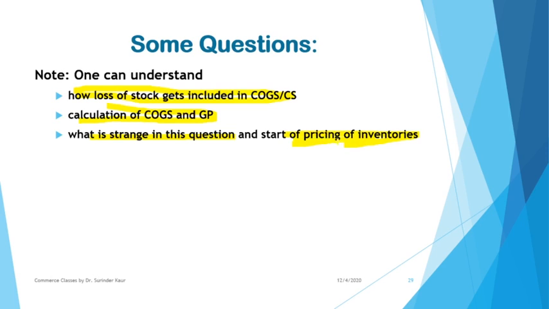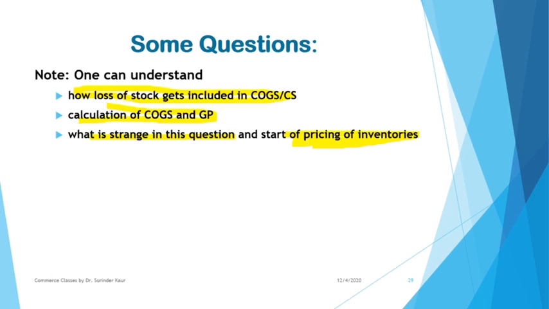FIFO, LIFO, and WAVE, these are the three main methods that we'll be studying. And the reason or the need for these methods is because of the cost flow. We have a variety of costs and which one should be considered. Obviously, we need to have a system to decide that. It should not be arbitrary. Otherwise, you will give rise to a fluctuation or differences in the profits.